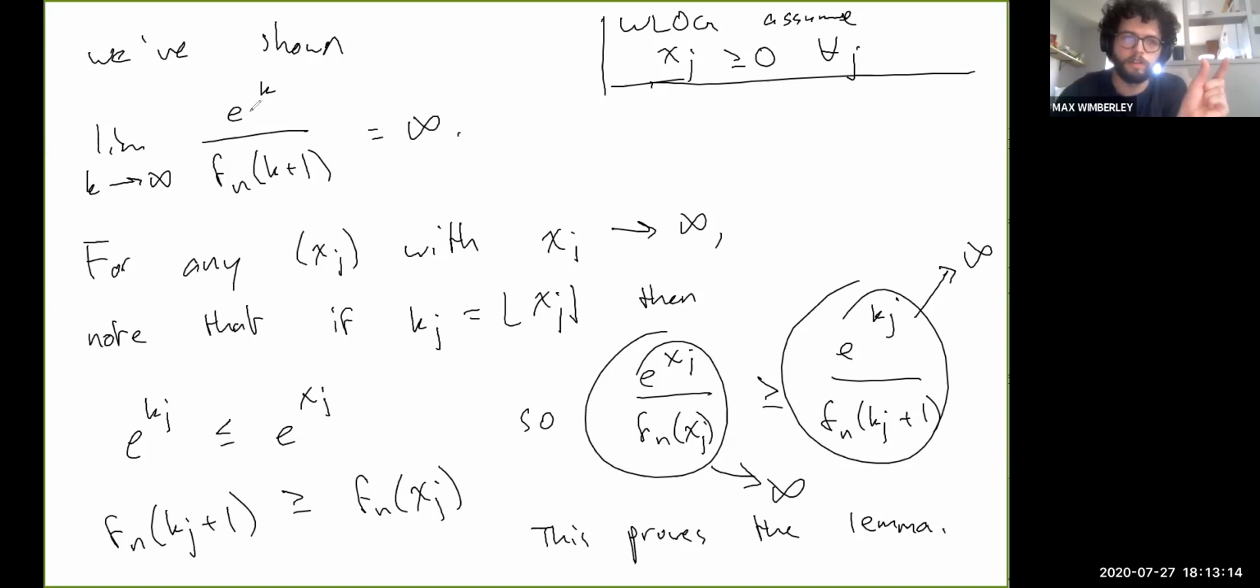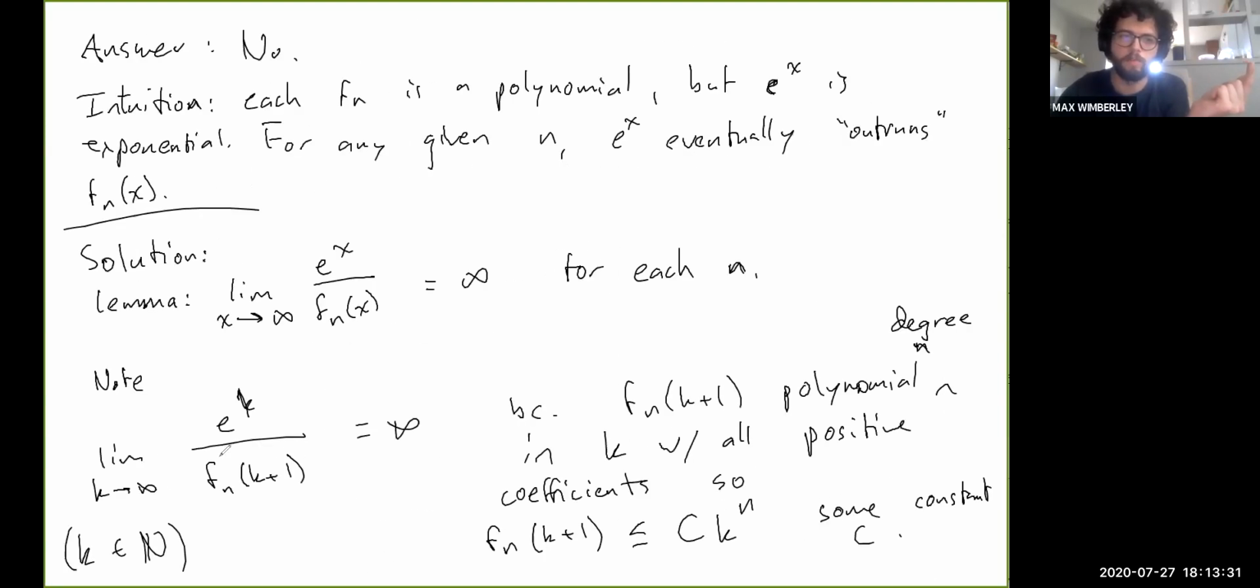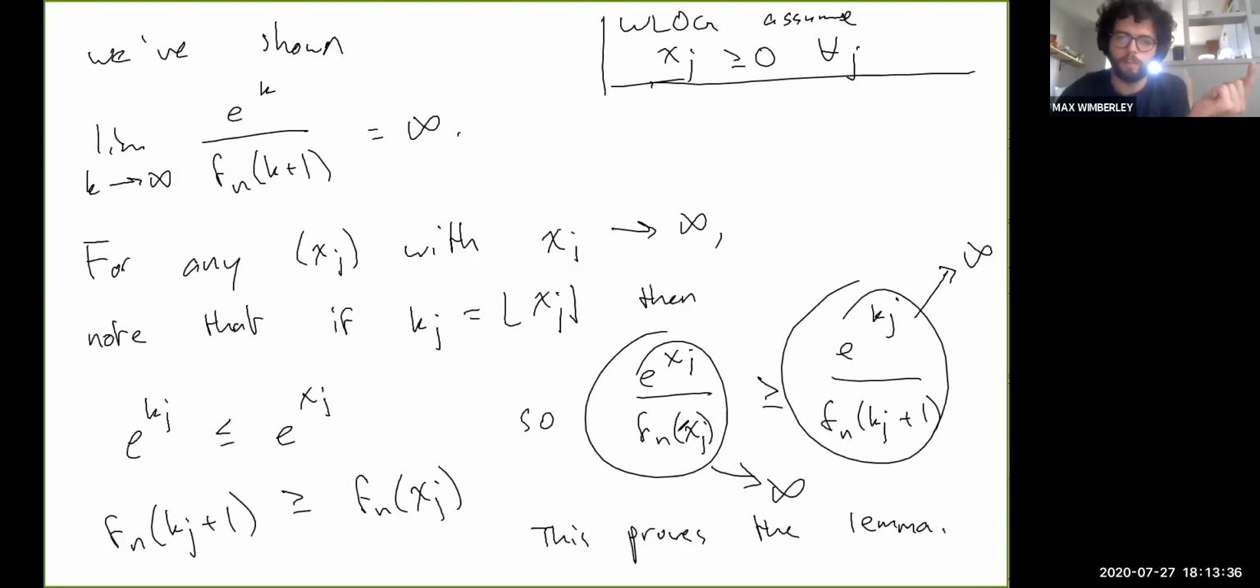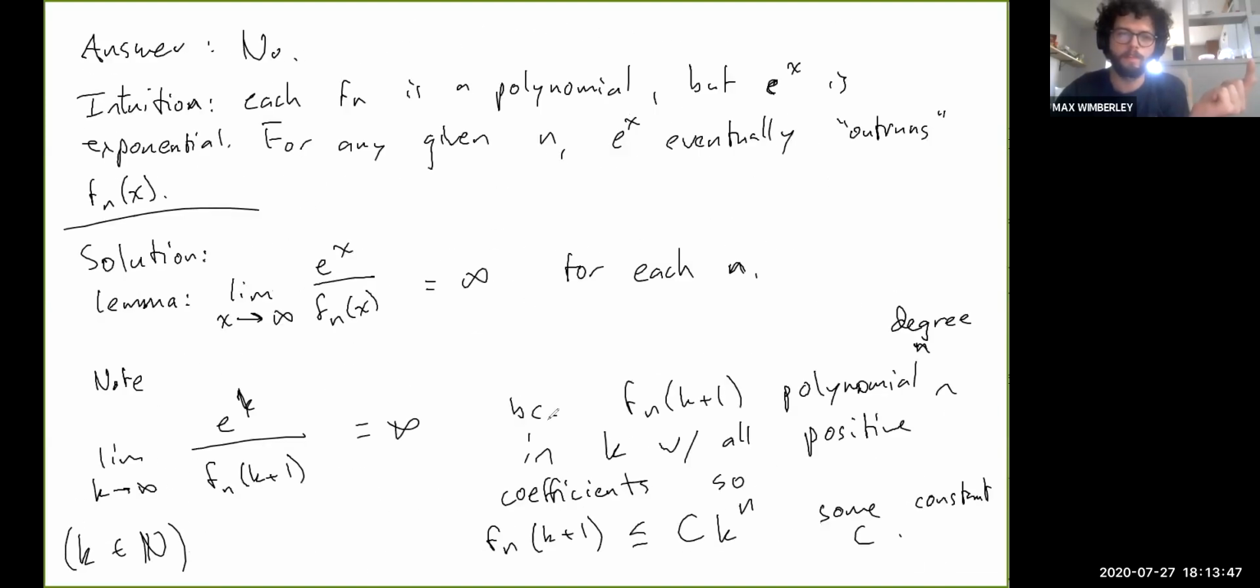By looking at nearby integers, I can compare the values of e to the xj over fn of xj to these values using nearby integers. And I already know that as a sequence this has to approach infinity, because it's a subsequence of e to the k over fn of k plus 1. So this approaches infinity. Since xj was an arbitrary sequence approaching infinity, that shows that e to the x over fn of x goes to infinity, okay? So now we've established the lemma.